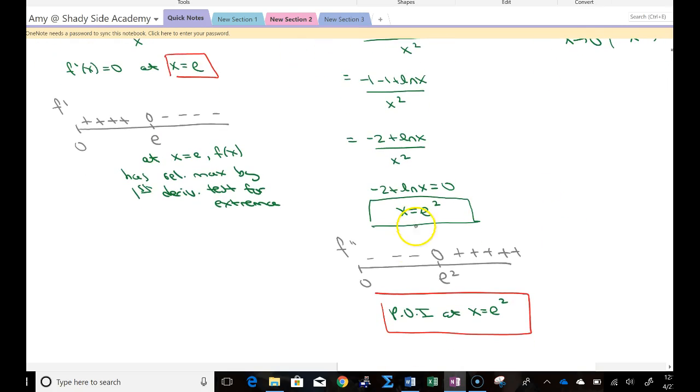You need to show that at this point there is an inflection point. An inflection point means that at that point, the second derivative changes sign. Now you can say there's a point of inflection at x equals e squared.